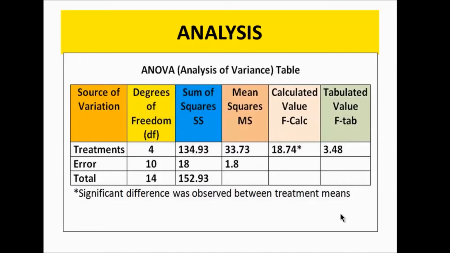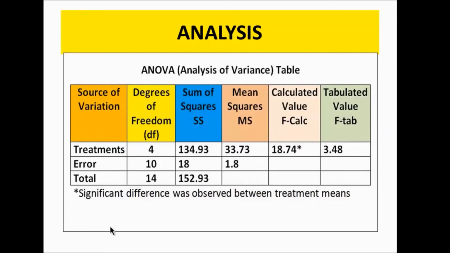The sources of variation are the treatments and the error. We have the degrees of freedom, where for treatments it is the number of treatments minus 1, that will be 5 minus 1, which is 4, while the error is taken as the number of treatments multiplied by replicates minus 1. So that will be 5 multiplied by 3 minus 1, which is 10.